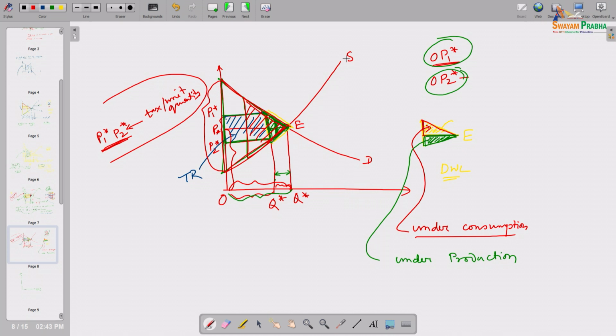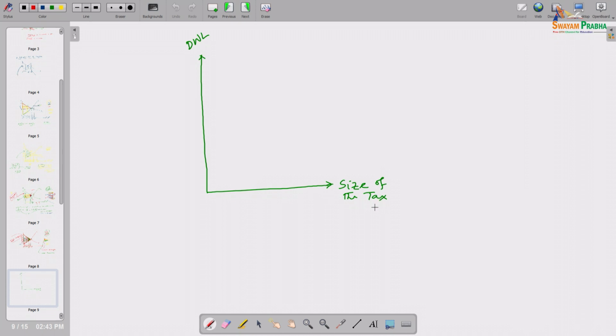So, if we try to capture that into a diagram, if we measure the size of the tax in the horizontal axis and the amount of dead weight loss in the vertical axis, perhaps we will get this kind of diagram. When tax size is 0, this is the origin O. So, when tax size is 0, dead weight loss is also 0. As tax size is increasing, dead weight loss is increasing at a much faster rate, right. So, we will get this kind of increasing curve. This is the convex curve, convex to the origin, right.